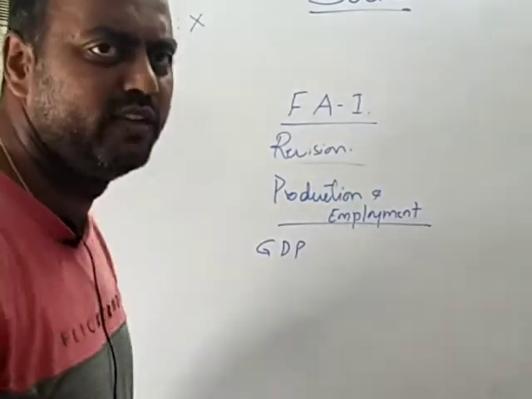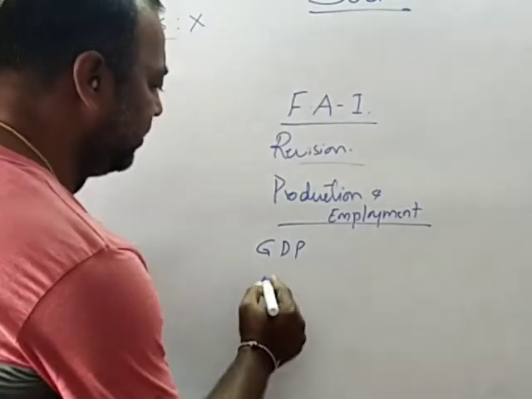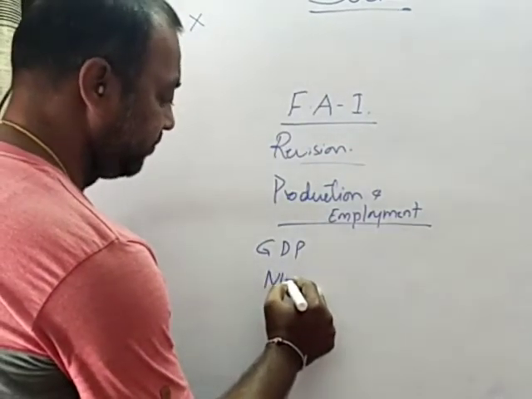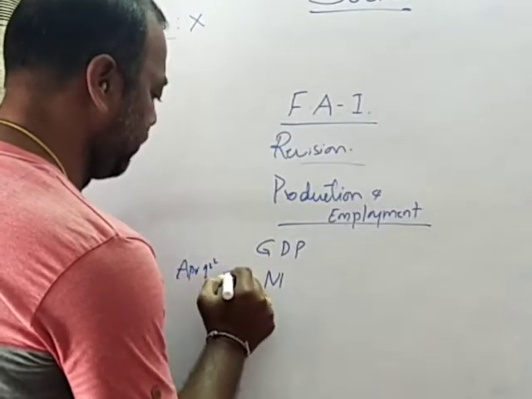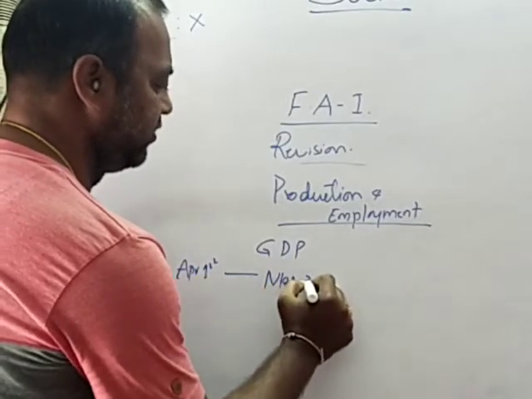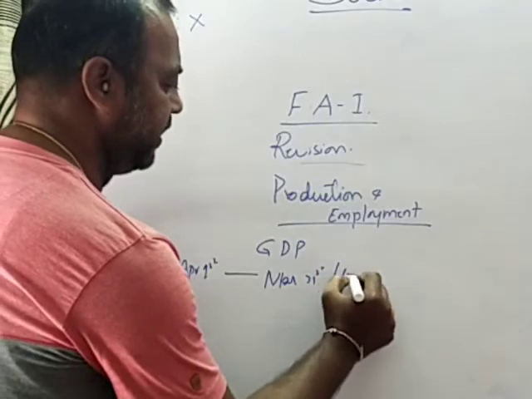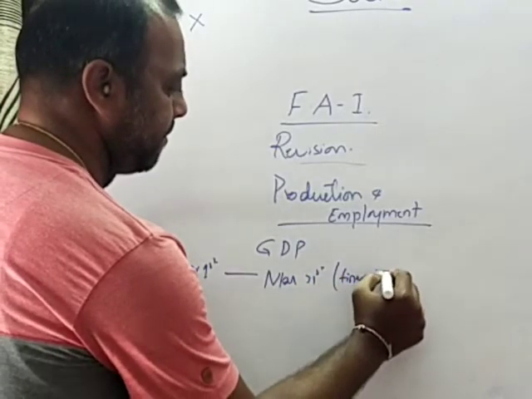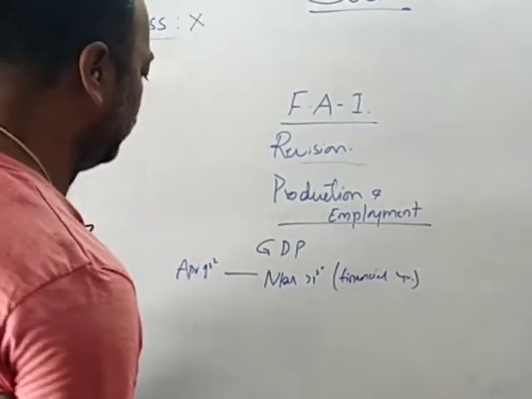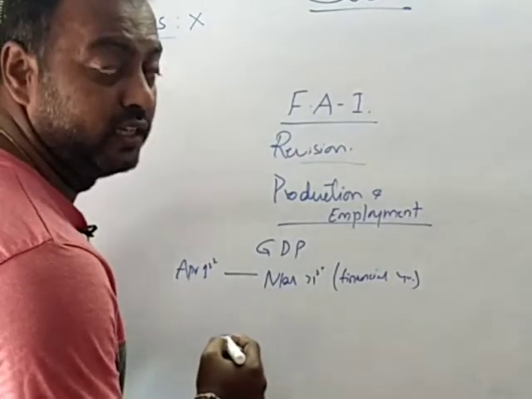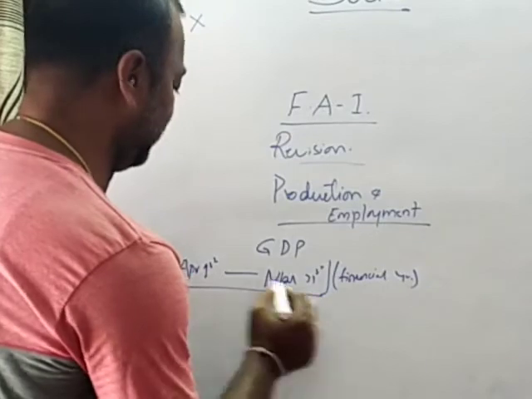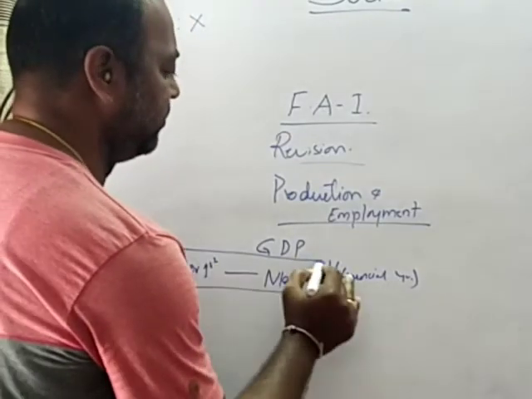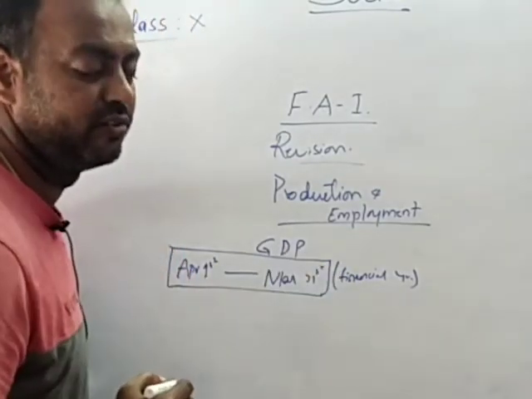And we have also seen what is meant by a year. A year starts from April 1st and ends on March 31st. This is called the financial year. So the value of the final goods and services produced in this year is considered as GDP, gross domestic product.